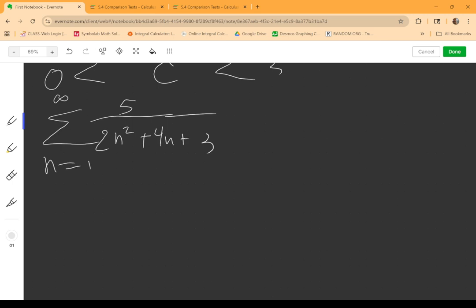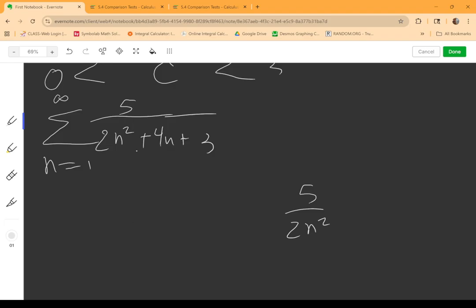But that n squared, when we deal with large values of n, that leading term is going to take over. So I want to compare it to 5 over 2n squared, because I know the convergence of that.